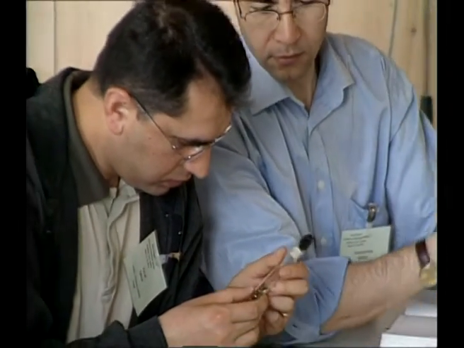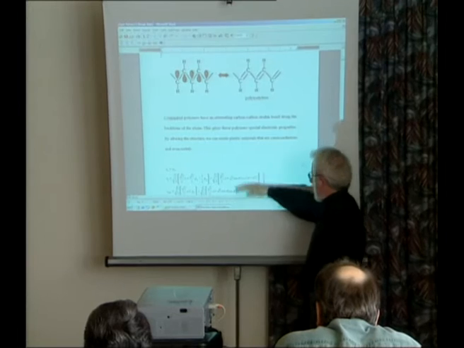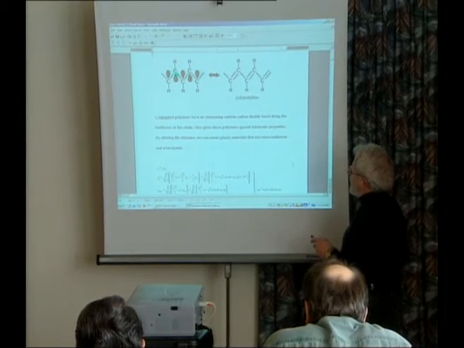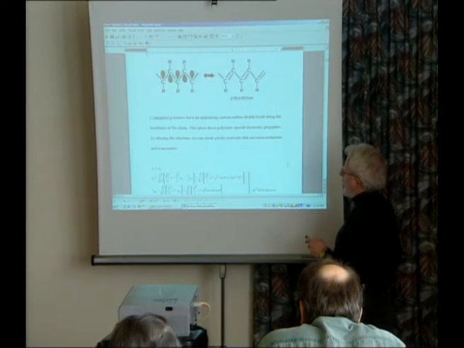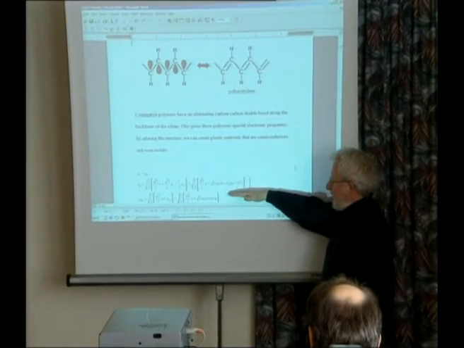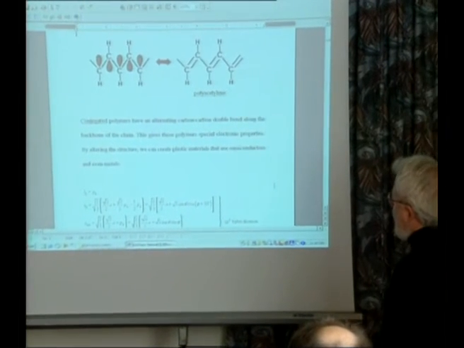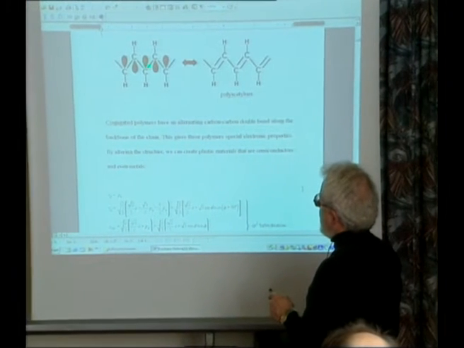Now you see, in the case of polyacetylene, these three orbitals here, which are forming the sp2 hybridization, set up the backbone of the chain. Okay, this carbon is bonded to this carbon, and to this hydrogen, and the carbon orbitals that are involved are these three orbitals. The fourth electron, the pi electron, is shown schematically here.